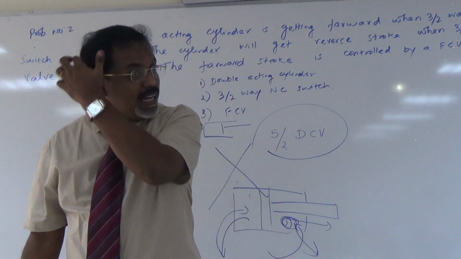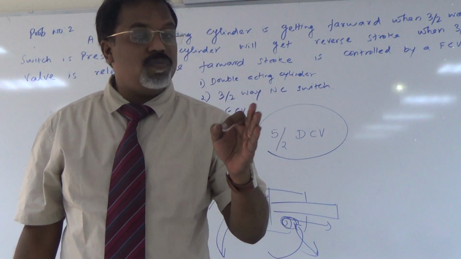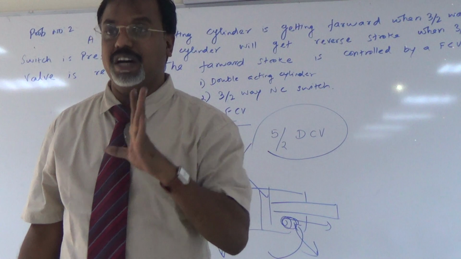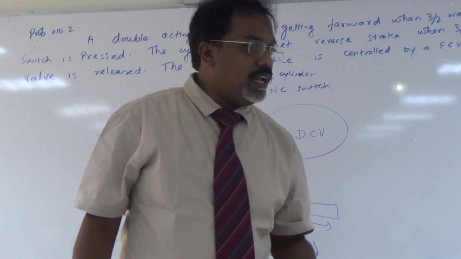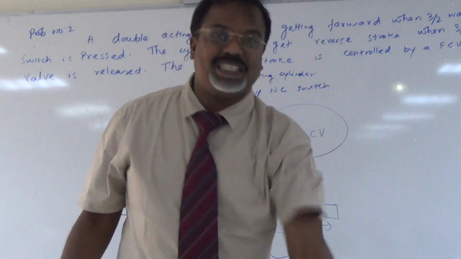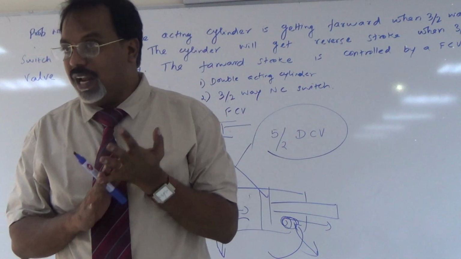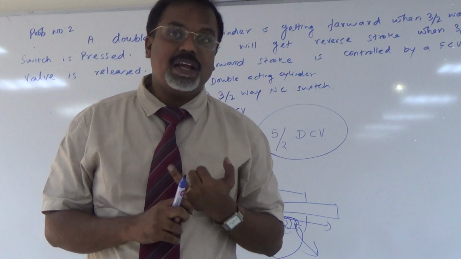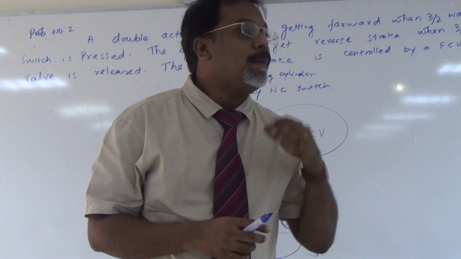Why are we using the 5/2 directional control valve? To get the reverse stroke in the double acting cylinder. Whenever you are using a double acting cylinder, a 5/2 directional control valve is a must. Understand? Again you tell. Whenever we are using a double acting cylinder, a 5/2 directional control valve is a must.